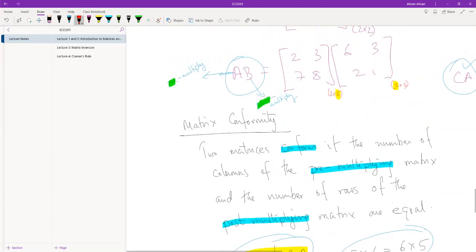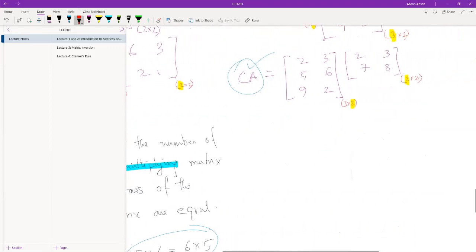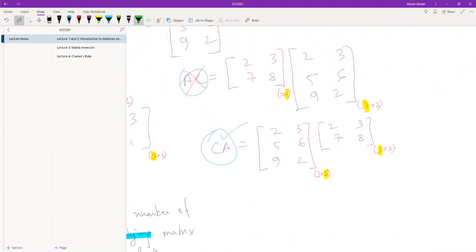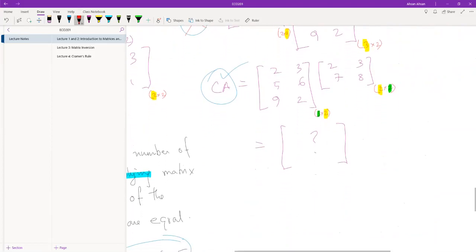Let's come up here. We've seen that we can multiply CA, but once we have multiplied C and A, what will be the dimension of the matrix? Well, that is given by this and this. So what we are going to end up with is a 3 by 2 matrix. Okay.